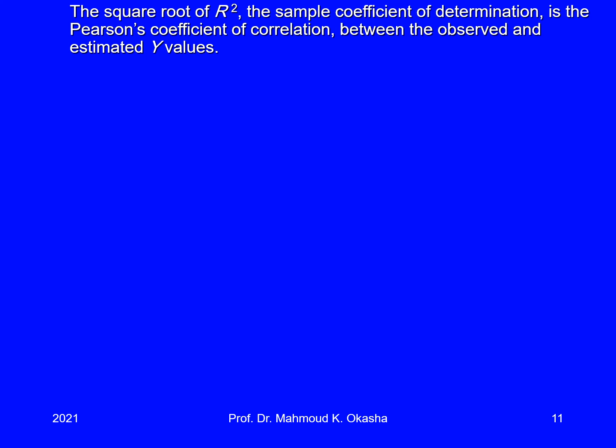Now the square root of R squared is the sample correlation coefficient. So the sample R squared is the sample coefficient of determination, and R is the sample correlation coefficient. The square root of R squared is the Pearson correlation coefficient, or coefficient of correlation. R squared is the sample coefficient of determination between the observed and estimated Y values.